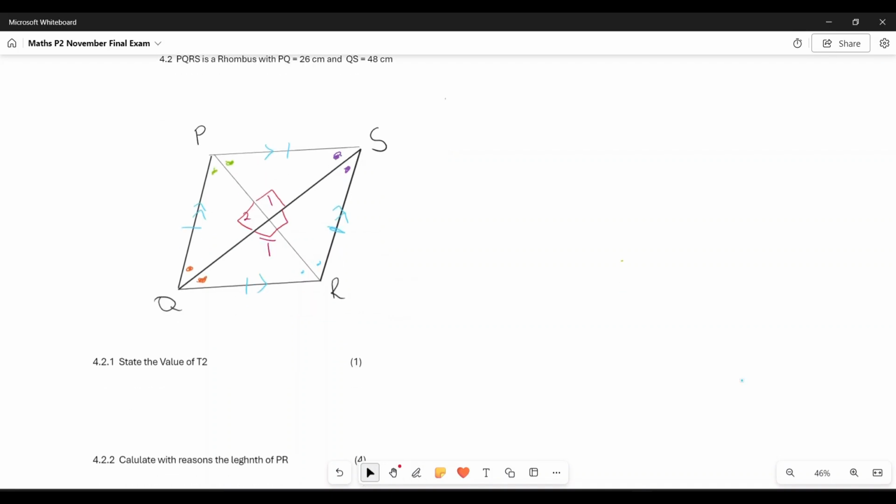All right. So now state the value of T2. Now remember T2 here, it's here. And I said these diagonals, they meet at 90 degrees. So the value here is going to be 90 degrees.